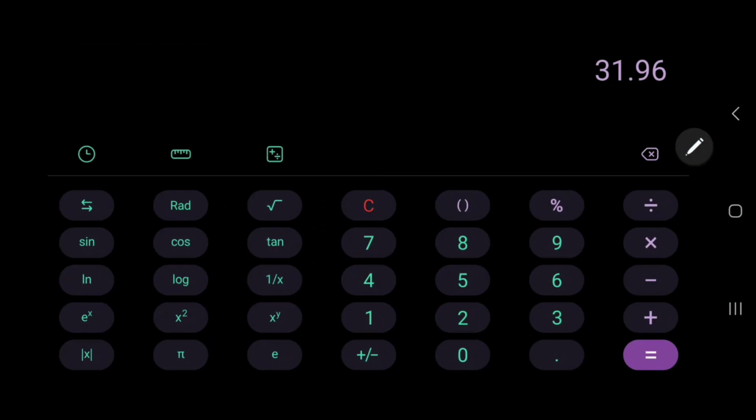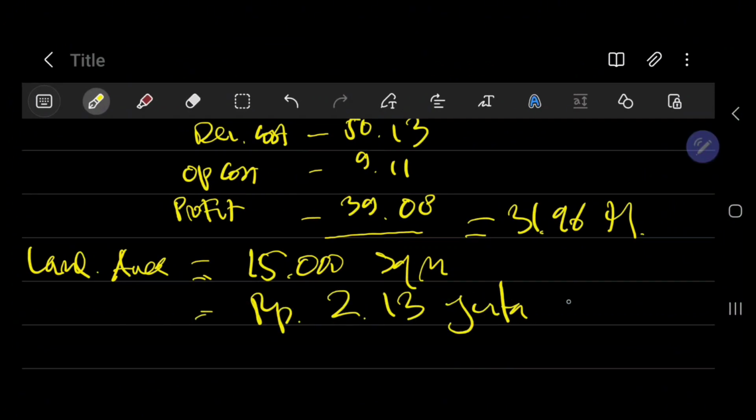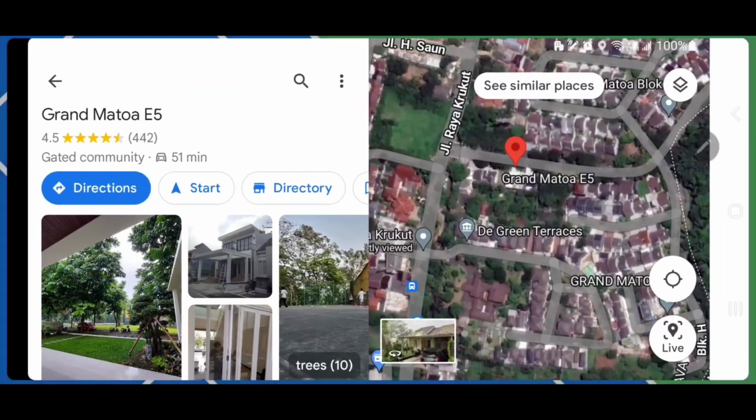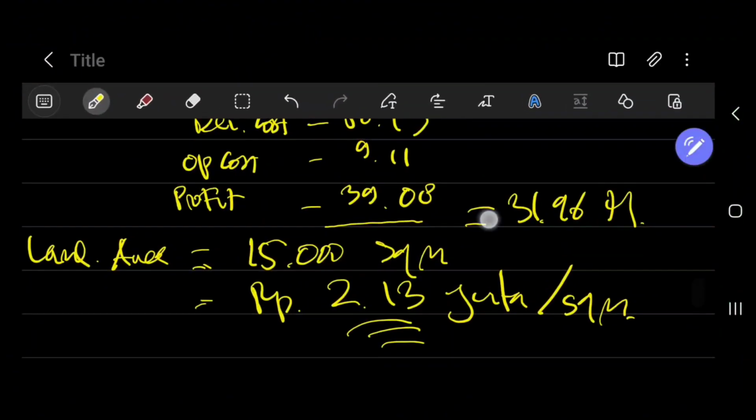So if we divide it by the land area, 1.5 hectares, the price per square meter is around 2.13 million per square meter. So that's what the developer is willing to pay if they want to build a landed house project in Krukut area. So the acquisition cost will be only 2.13 million rupiah per square meter that the developer is willing to spend to purchase this land.